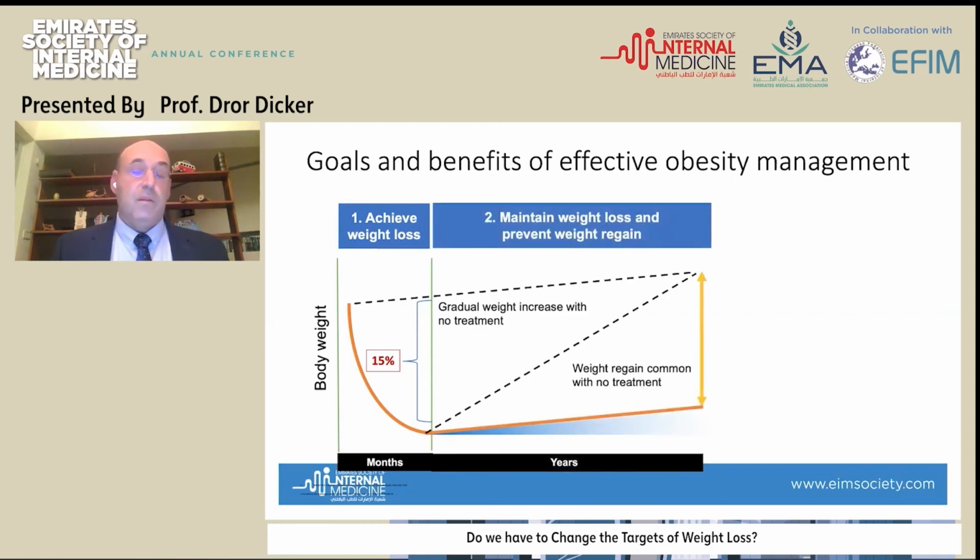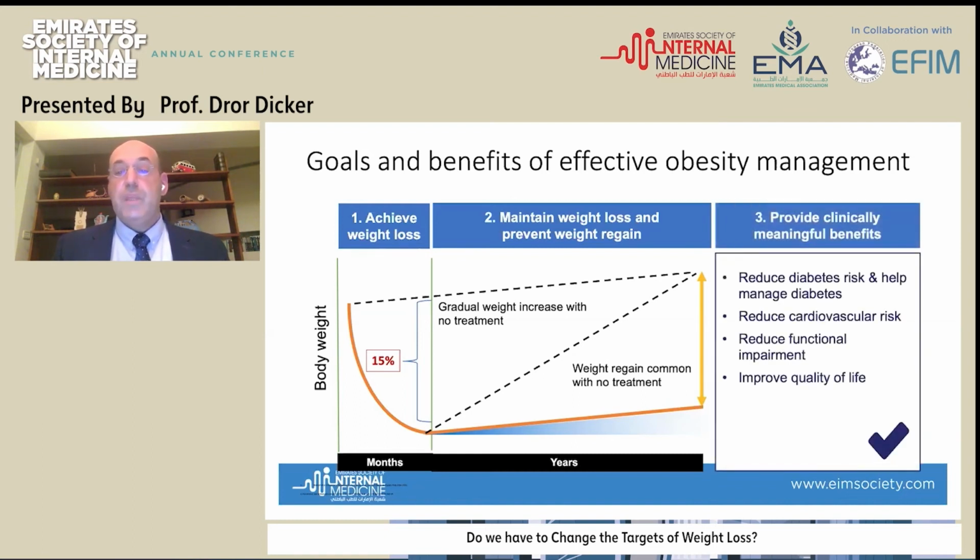The second, and from my point of view the most difficult and the most important target, is to maintain the weight loss. And this always becomes a very hard task. Now, with pharmacotherapy and combined lifestyle changes, we can really achieve the maintenance of the weight loss.